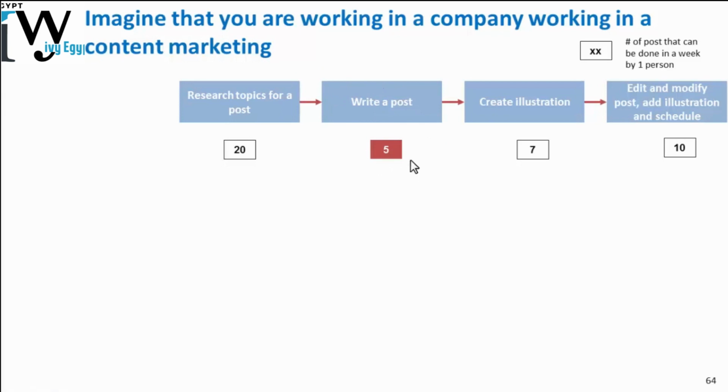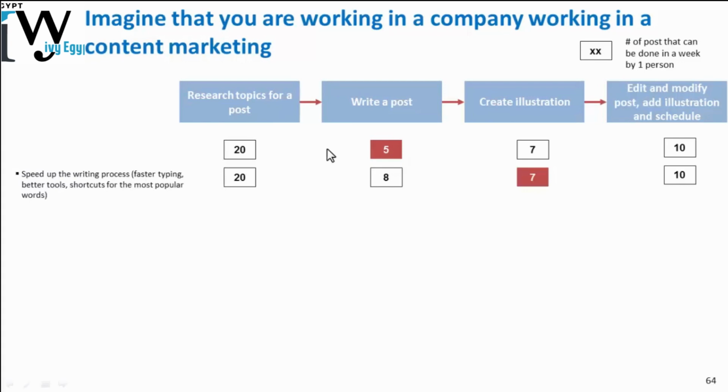Let's see what happens if we speed up the writing process. For example, we teach the guy to write faster, to type faster. Maybe he's writing with just 2 fingers. Maybe we find him better tools, or we teach him to use shortcuts for the most popular words. Once we implement it, he can write 8 posts instead of 5. The bottleneck has been moved to the stage of creating illustrations. So this is the new capacity of the whole system: we can move to producing 7 posts per week instead of 5.